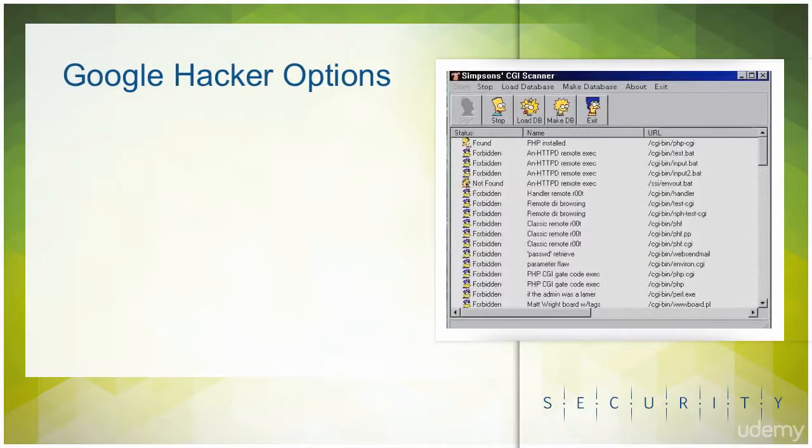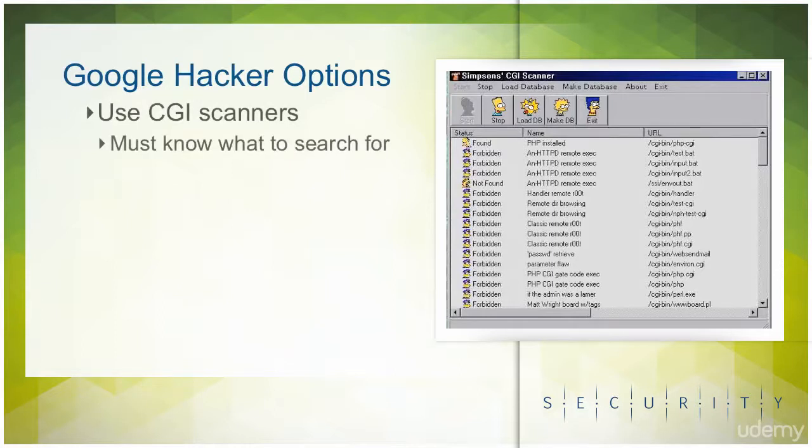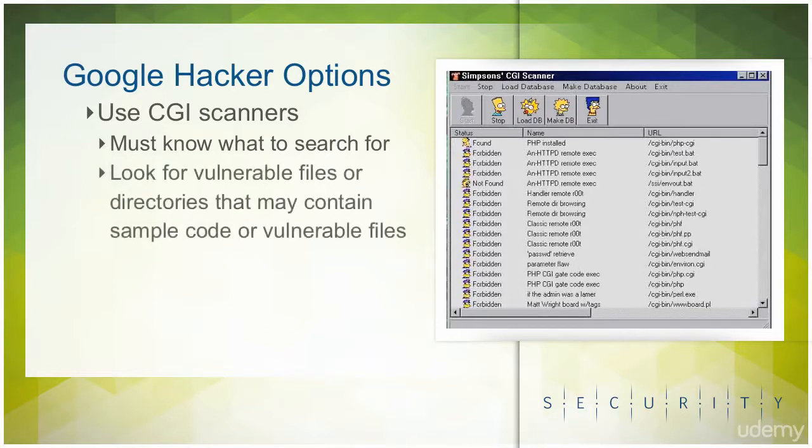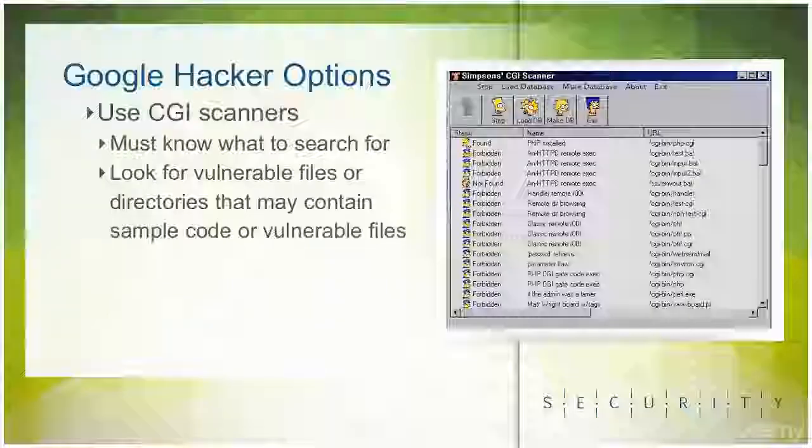Google hackers have many options to gather information. You typically use CGI scanners to get the information. The scanner must know exactly what to search for on a web server. Generally, the scanners look for vulnerability files or directories that may contain sample code or vulnerability files. The tools generally store the vulnerabilities in a file. The content in a line in a vulnerability file can serve as a pointer to a Google hacker.